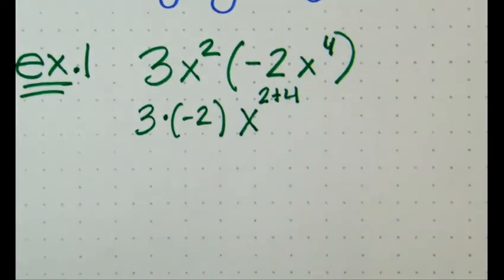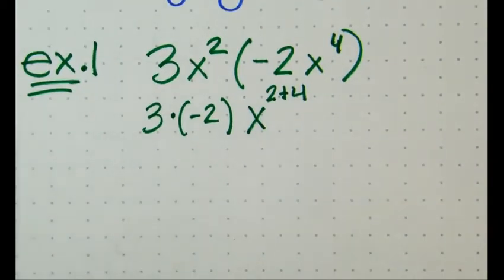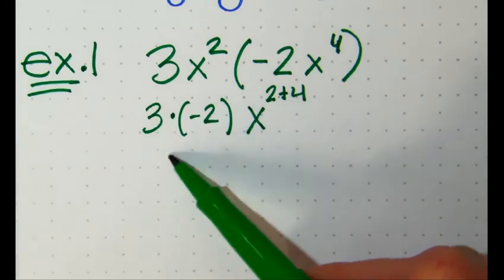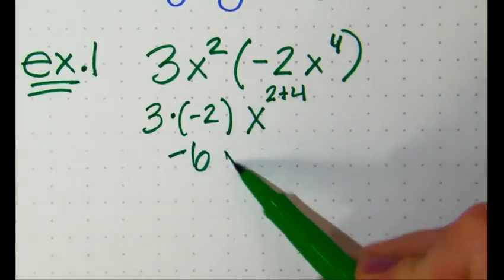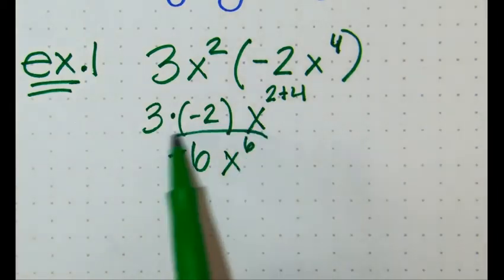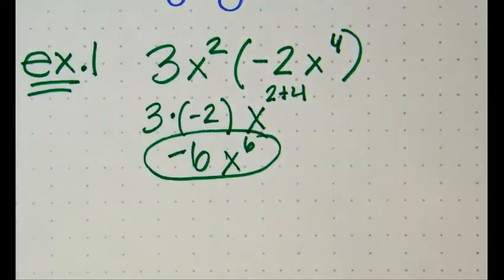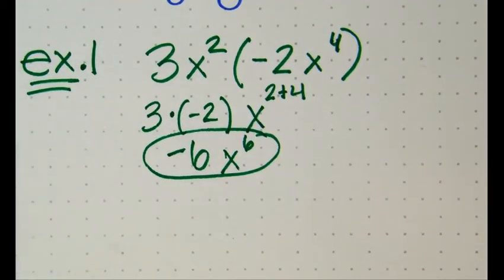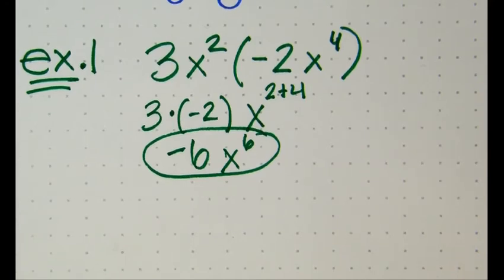Okay, so again, we're doing this example because we need to review this process. It's very important for what we're doing today. 3 times negative 2 is negative 6. X to the 2 plus 4 becomes x to the 6th. So again, when we're multiplying powers, coefficients get multiplied by each other. If the base is the same, we add our exponents.